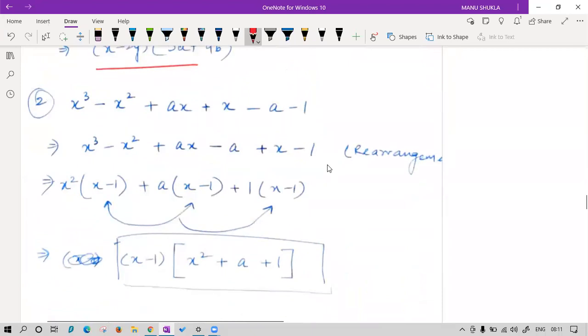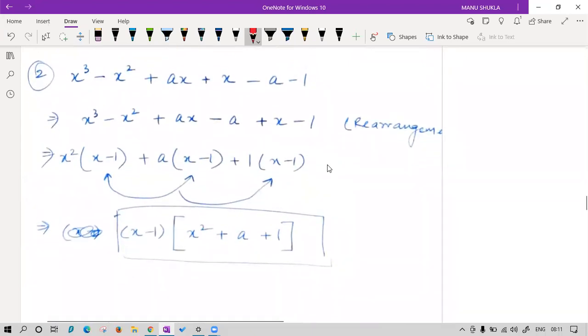Question number 2: x cube minus x square plus x minus a minus 1. Here we have 6 terms, class. Here we have 6 terms. You just need to observe, and take this common in your mind first. Okay, before doing it in the copy, just have a little look in your mind. You will get something like x minus 1. That is the hint. So I should get x minus 1 throughout.